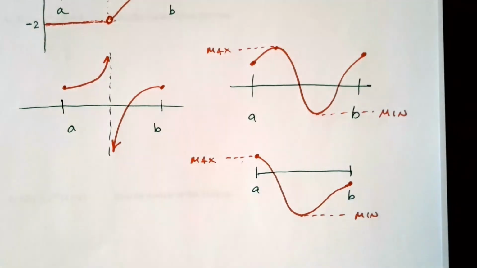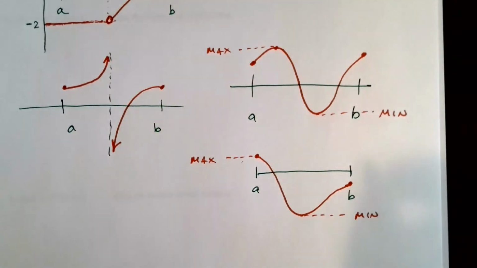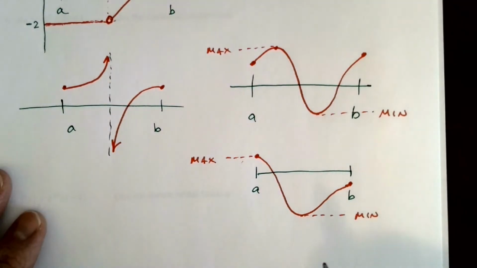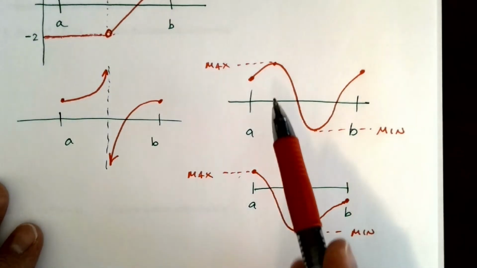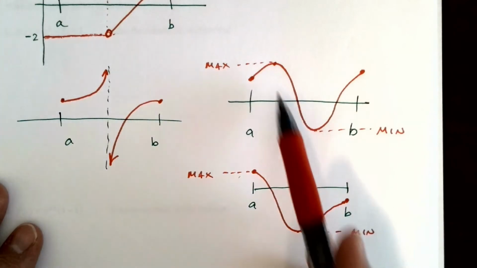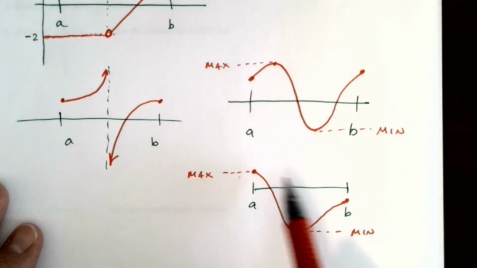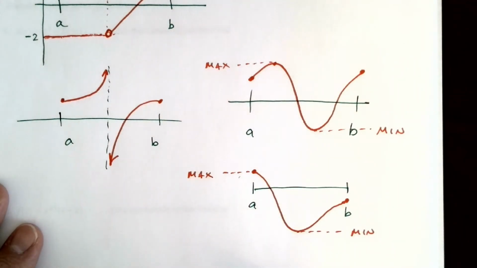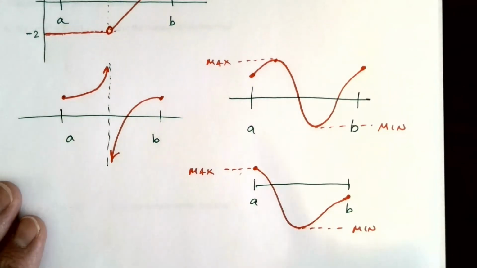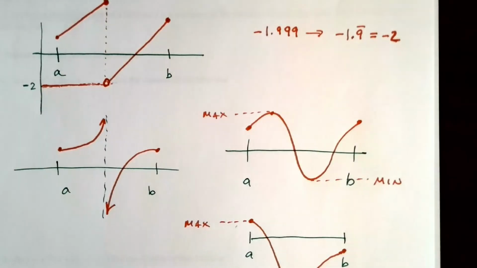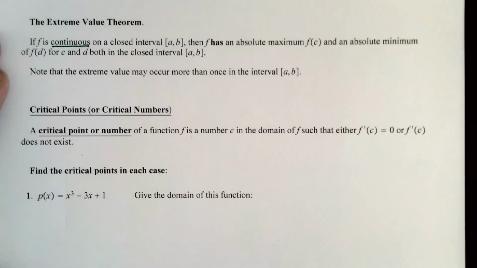And so we're going to see when we're finding max and mins on closed intervals that they're going to either occur at local extreme values or at the endpoints of the interval. So we're guaranteed, though, to have a max and min if the function is continuous. If it's not continuous, then we're not guaranteed. So that's the extreme value theorem.